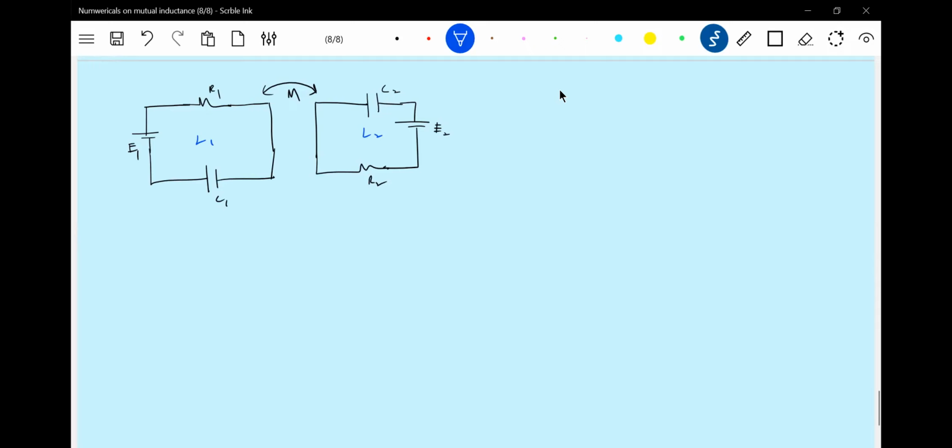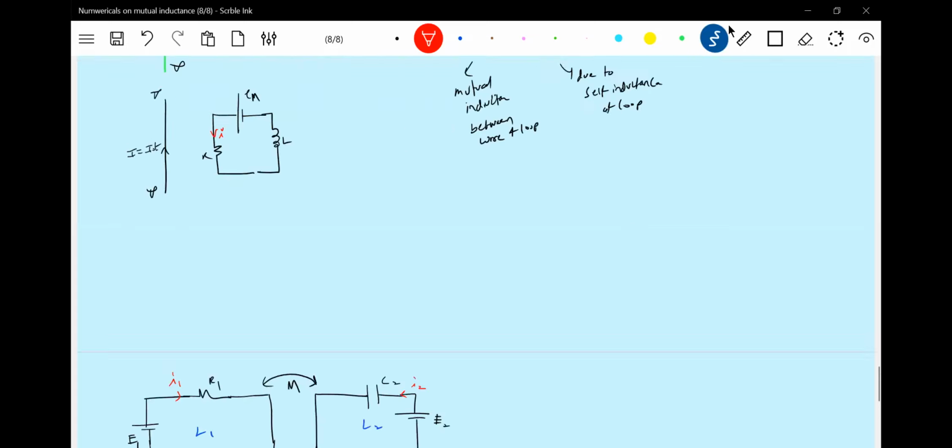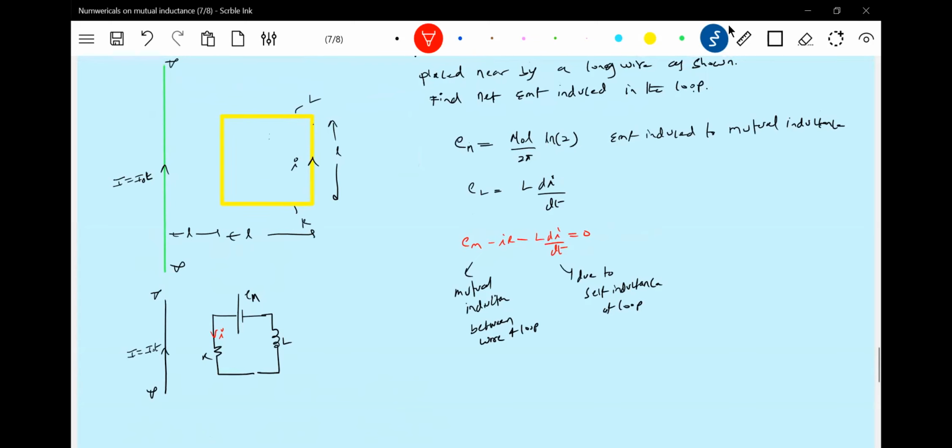Then can we calculate the expression for current in the first loop? Let I1 be the current flowing here, and let I2 be the current flowing in this loop. Net EMF means the total resultant EMF, EM minus EL.